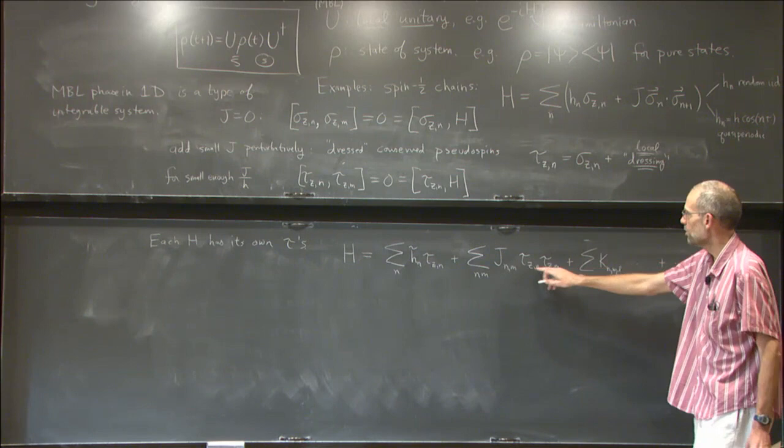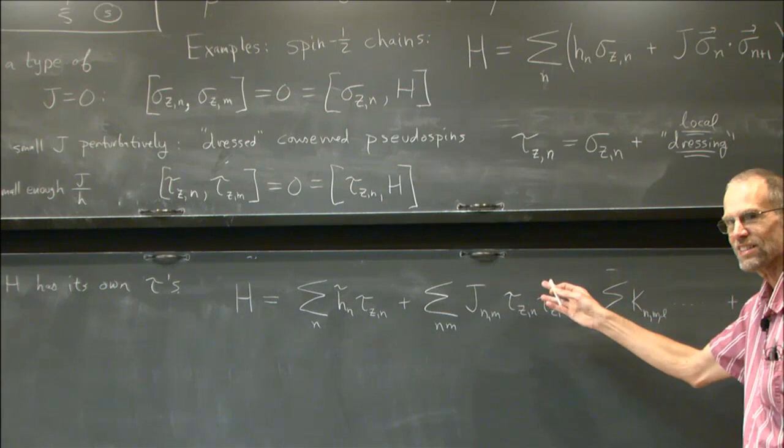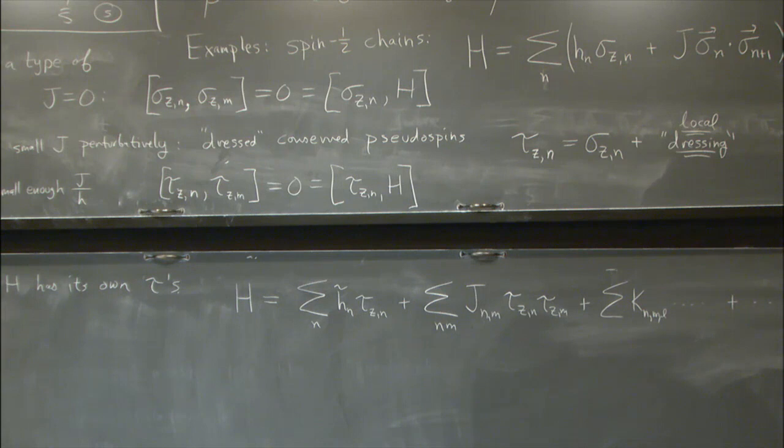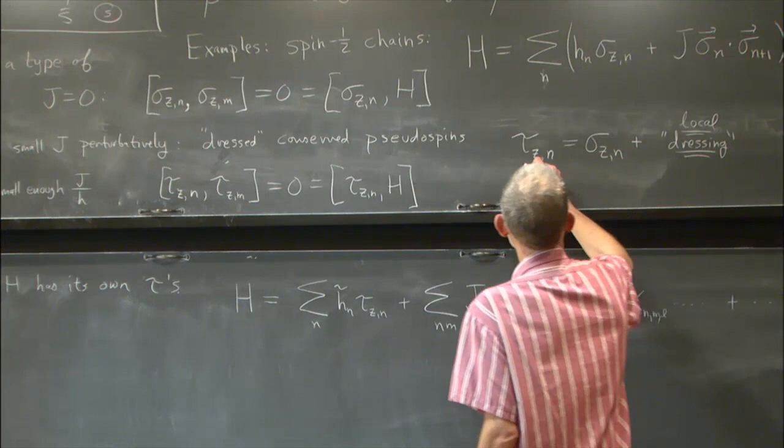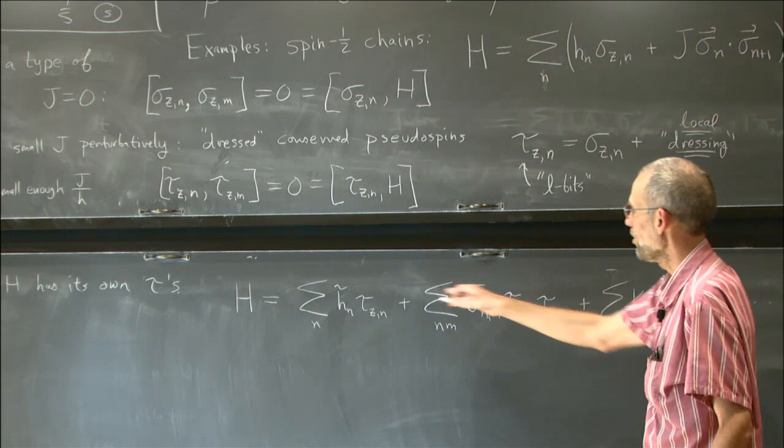Because if the Hamiltonian commutes with all the z components, it can't contain any x's or any y's. So the Hamiltonian only contains identities and z's. All tau z's commute with each other, and they commute with this Hamiltonian because there's nothing in it but tau z's. So these guys we call the L bits, localized bits, sort of like qubits, but they're different. And so this we call the L bit Hamiltonian, where we take the Hamiltonian and write it in terms of the L bits.